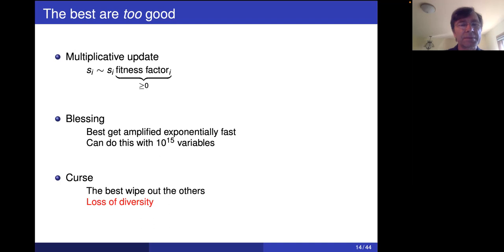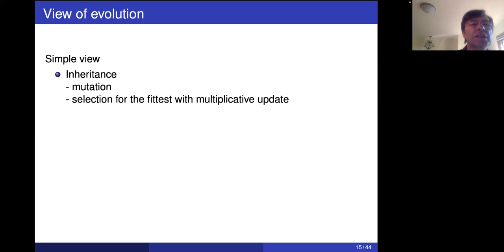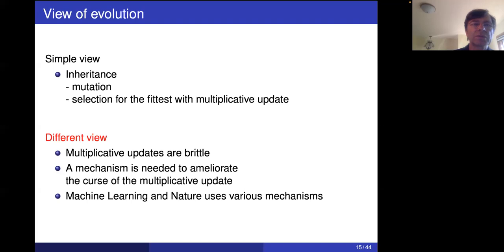Okay, so a simple view of evolution is you have inheritance, you have mutation, and selection for the fittest with a multiplicative update. And we are going to propose a different aspect of natural evolution. We're going to point out that the multiplicative updates are brittle. Why? Because the good guys win too fast. A mechanism is needed to ameliorate the curse of the multiplicative update. Now I want to discuss machine learning methods and methods used by nature to ameliorate the curse of the multiplicative update.